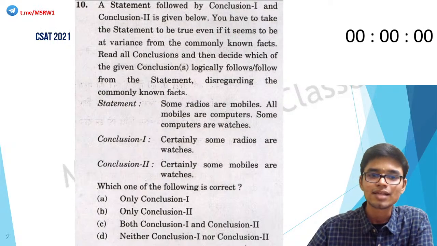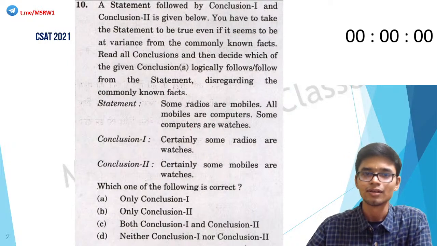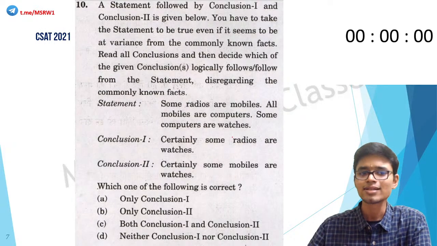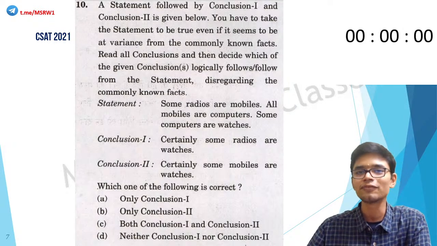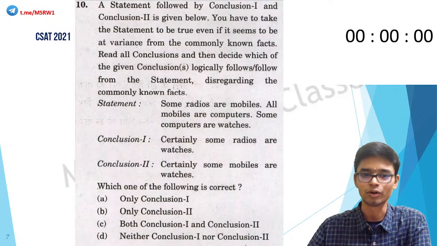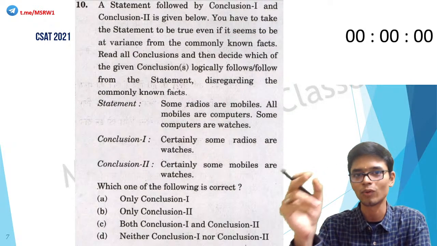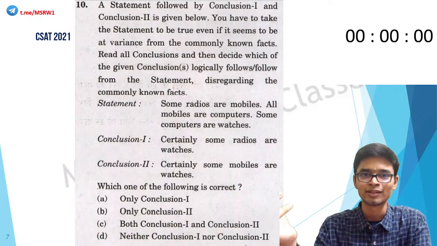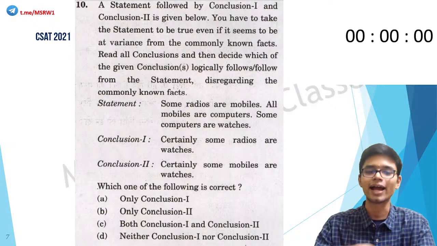Statement says, some radios are mobiles, all mobiles are computers, some computers are watches. First conclusion is, certainly some radios are watches. Second one says, certainly some mobiles are watches. So which one of the following is correct? Option A, only one. Option B, only two. Option C, both 1 and 2. Option D, neither 1 nor 2. So based on that statement, you have to tell me which of these conclusions are actually correct.